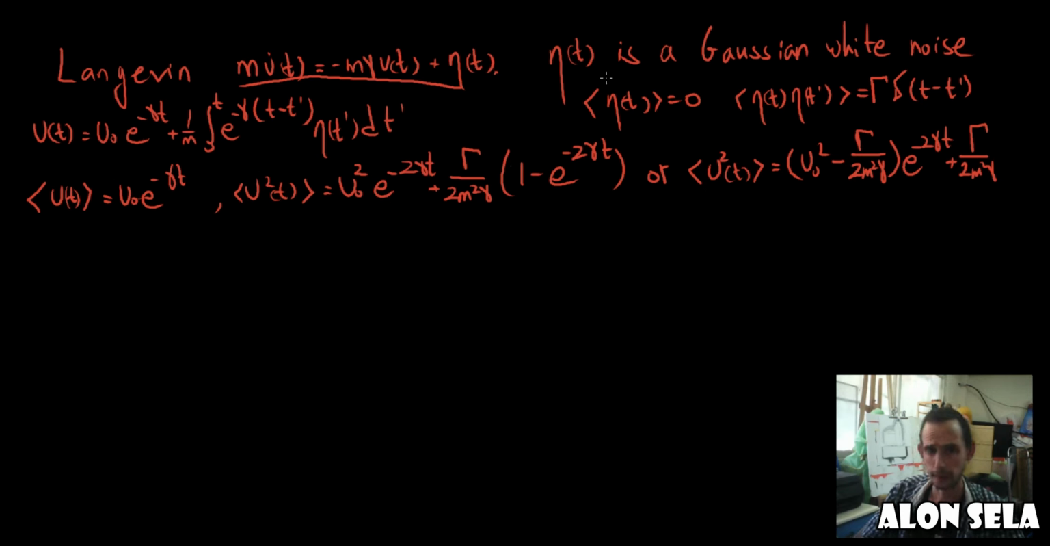We said that eta at time t is a Gaussian white noise. It has these properties. The expectation of the process at any given time t is equal to 0, and this quantity here, which is called the autocorrelation function, is equal to some constant gamma times the Dirac delta function.